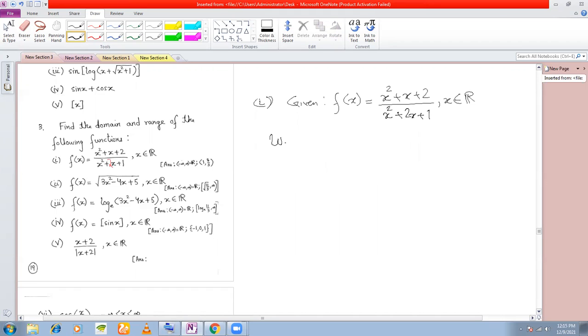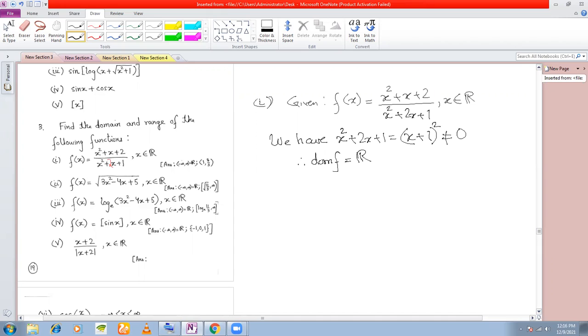Okay, so we must have x square plus 2x plus 1, which is equal to x plus 1 whole square, which is never equal to 0, right? So the denominator is always positive in this case, and the denominator is never 0. And if the denominator is never 0, you don't need to worry about the images now. So therefore, what should be the domain of f? Domain of f must be equal to the set of all real numbers. It can take any real number.